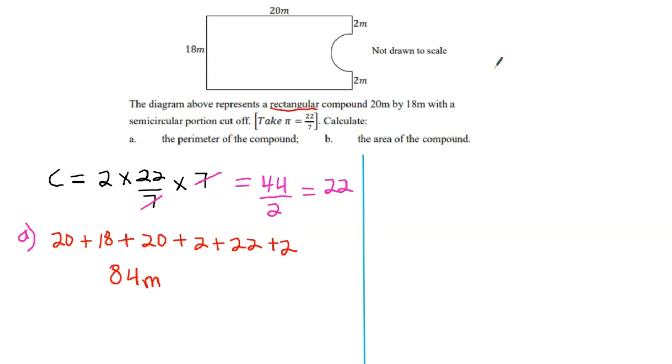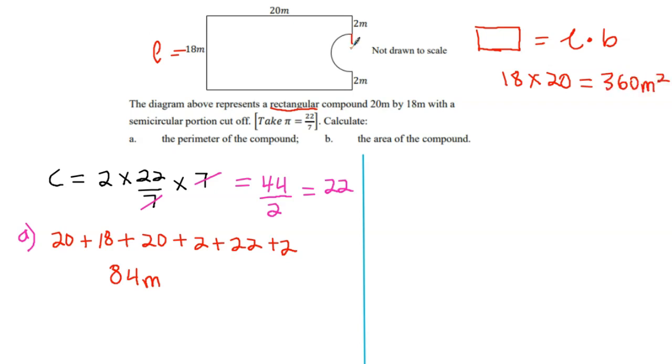Now I want to find the area of the compound, and as they mentioned, it's a rectangular. So how do we find the area of a rectangle? It's just the length times the breadth. We got the length and we got the breadth. So the rectangular is just going to be 18 times 20, and that will give us 360 meters squared. We have to make sure this here is not part of your compound, so we need to take it out.